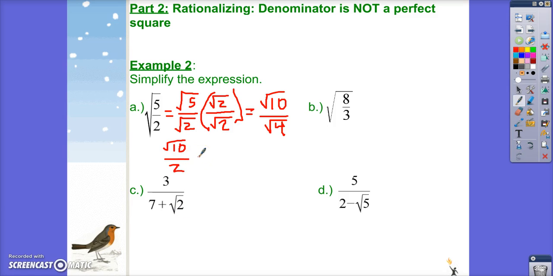Also, can I split up the square root of 10? What do I have? 5 times 2. 5 and 2 are not perfect squares, and the same with 1 and 10. So this is my answer. So let's try letter B. And you might want to pause the video to try it yourself first.